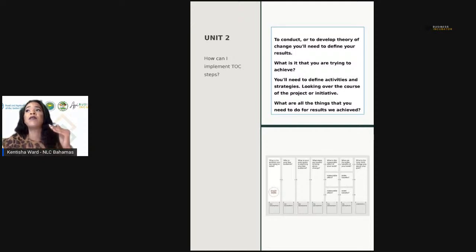You will need to define these activities and also the strategies that go along with these activities, looking over the course of the project or the initiative, and also what are all the things that you need to be able to achieve those results. So yes, you need to achieve results, but also think about the supplies, the knowledge, the partners, the resources that you are going to need to be able to achieve those results.